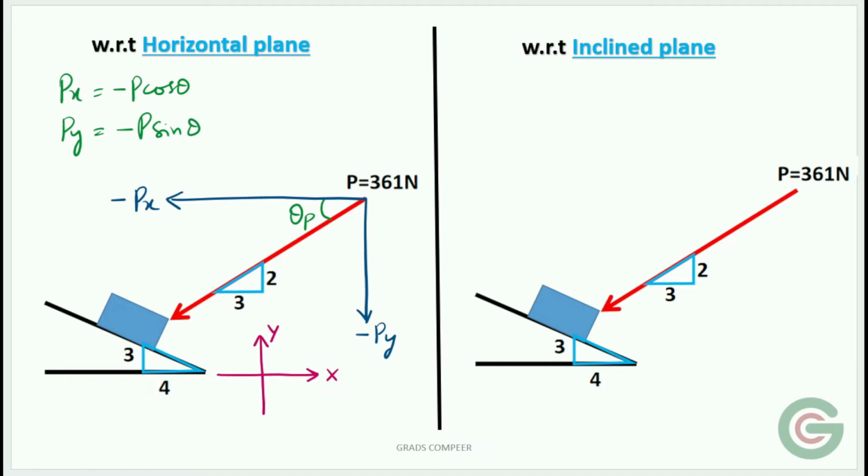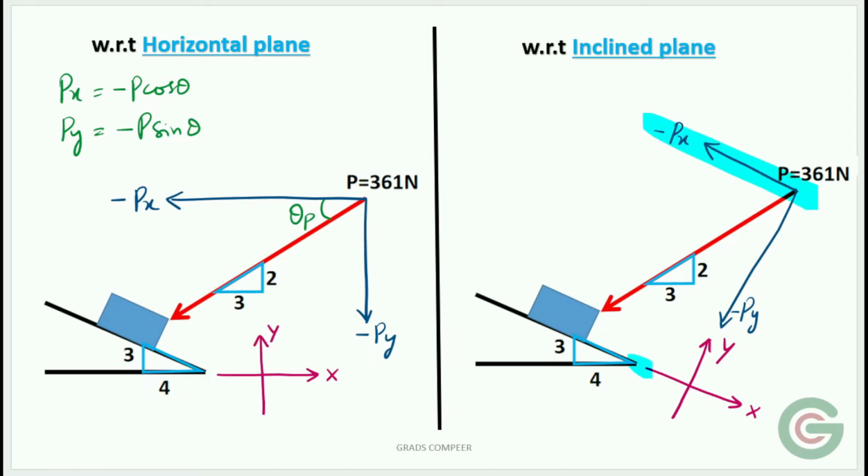Next, we will see how to resolve the forces with respect to the inclined plane. With respect to the inclined plane means the x-axis should be drawn parallel to the inclined plane and the y-axis should be drawn perpendicular to the inclined plane. Now the components of force P should be drawn parallel to these axes. The x component of P should be drawn parallel to the x-axis and the y component should be drawn parallel to the y-axis. So this is Px, which is negative, and this is Py, which is also negative, because both are directed in the negative x and y direction.